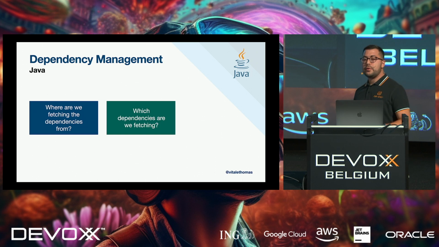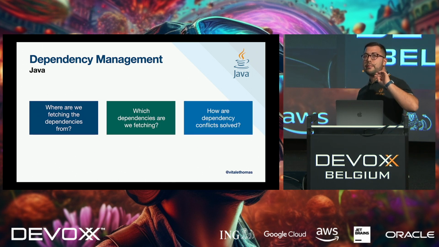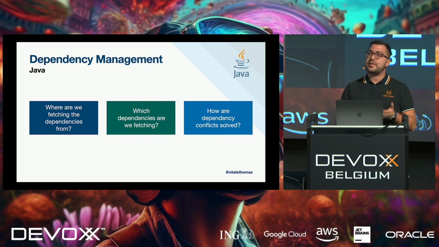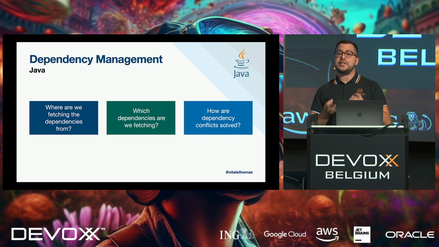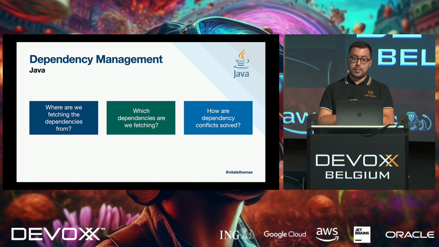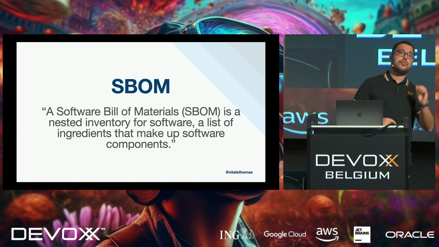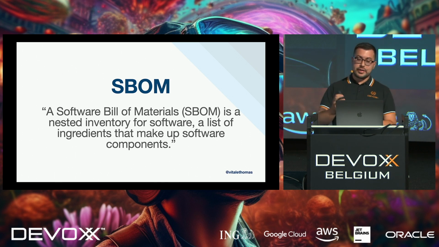But I want to talk a bit more about the middle question there. Which dependencies are we fetching? And also, if there's any conflict, what's the resulting set of dependencies that we're going to use? And I want to talk about SBOM. This is a software bill of materials. And you can think of it as a list of ingredients that make up software components.